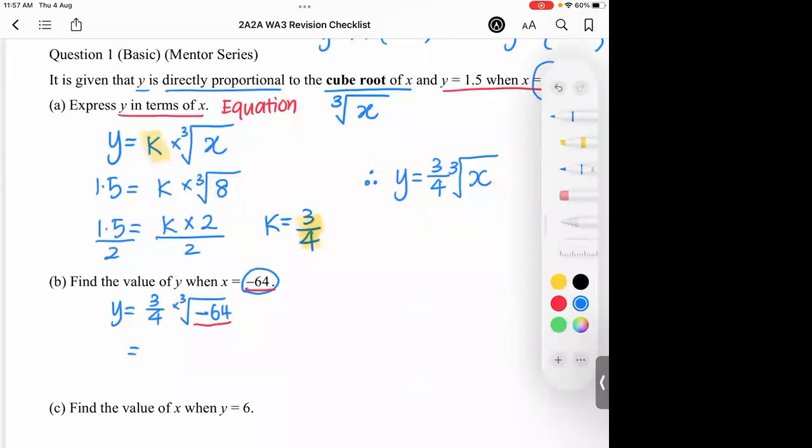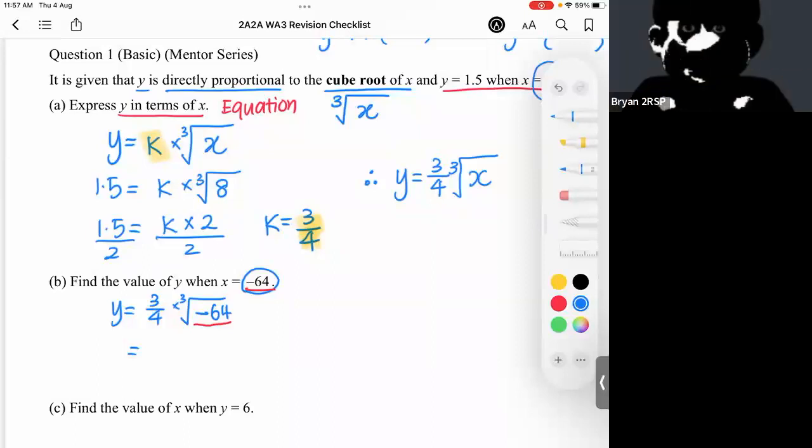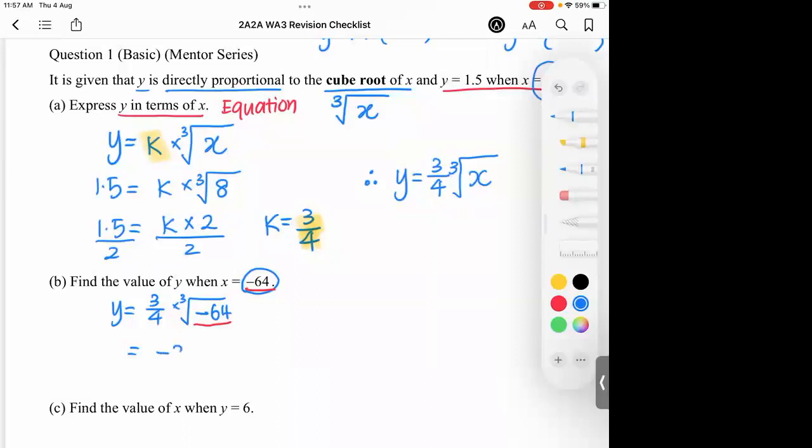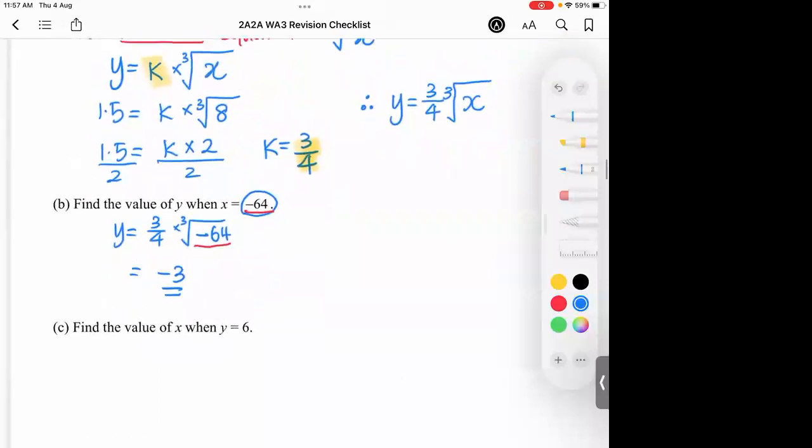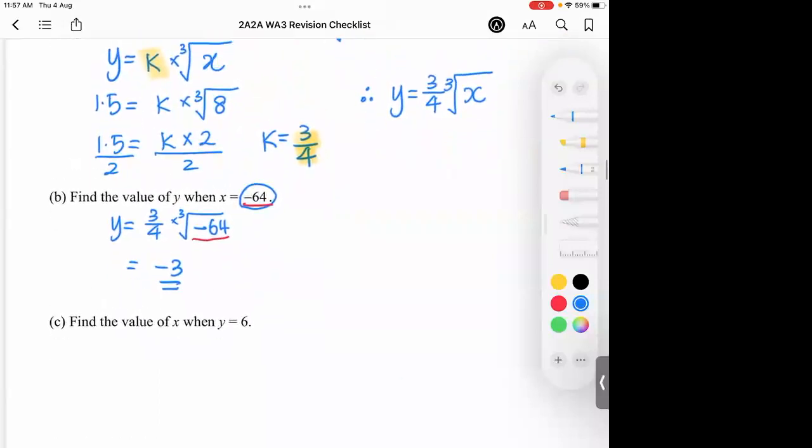Okay, who can give me the answer? You, no response. Then switch on your screen. Anyone got the answer? Brian, do you have the answer? Don't have. You're still writing, is it? Anyone else got the answer? Calculate the number, please. What's the answer? -3. Okay, thank you. Now, using back the same equation, find the value of x when y equals 6.